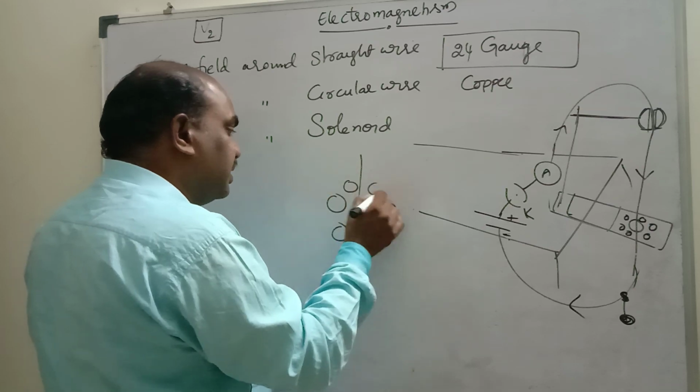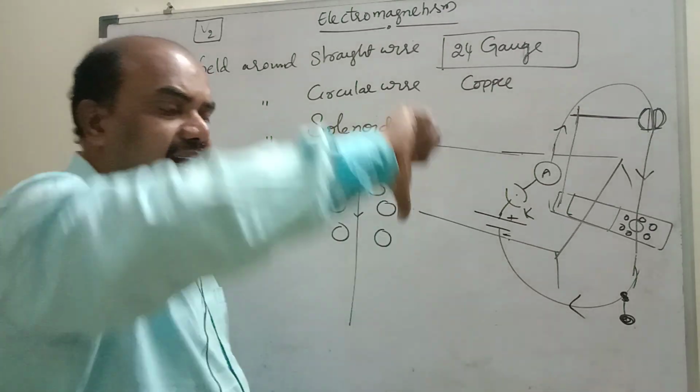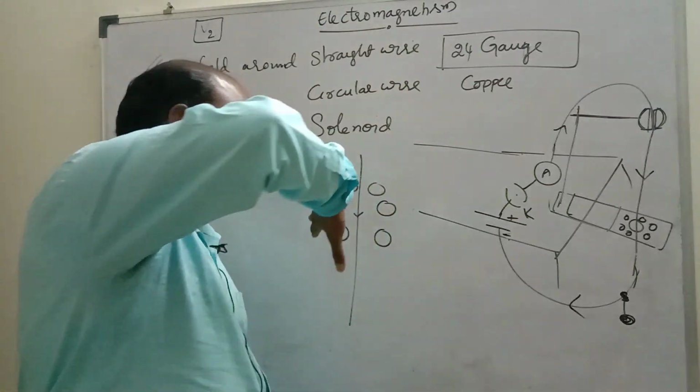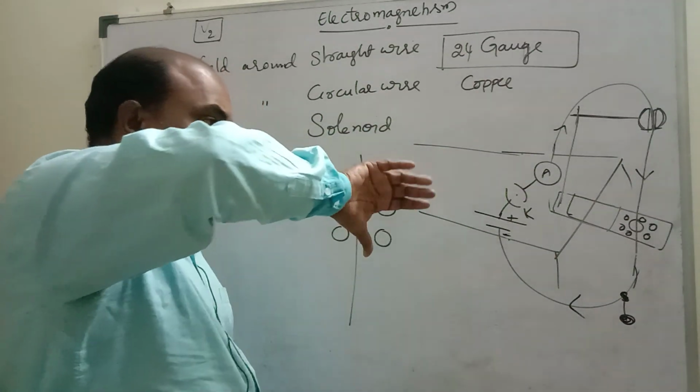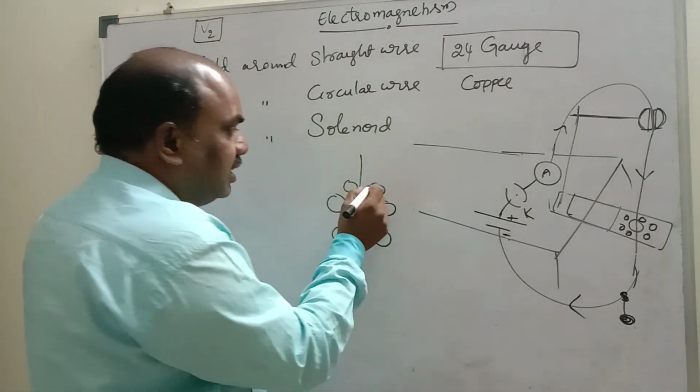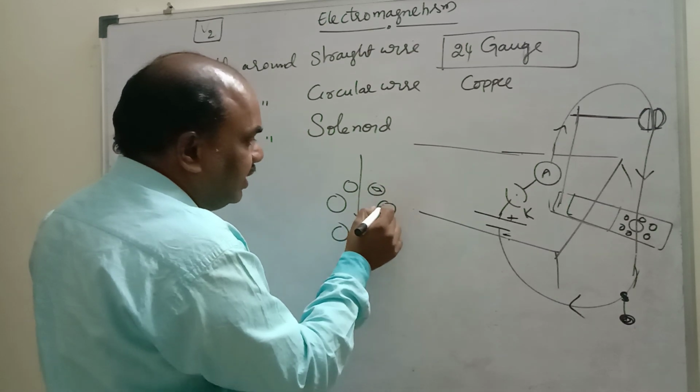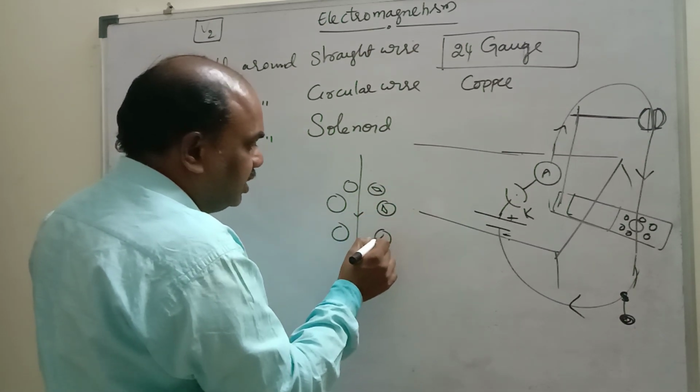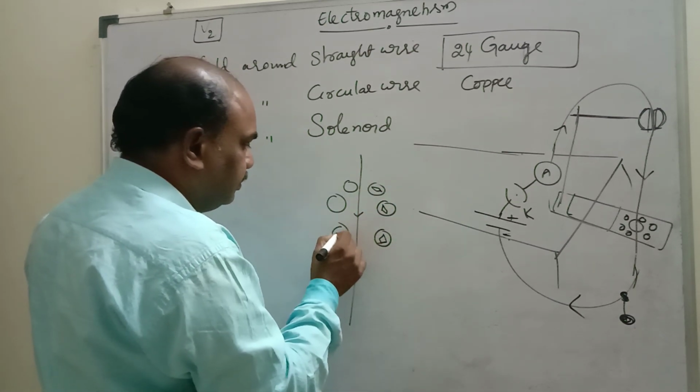Place small compasses. What will happen? Again, right hand thumb rule. If current goes down, what will happen? The magnetic field moves in the clockwise direction. That means the compass needle deflects like this. The compass needle deflection will be like this.